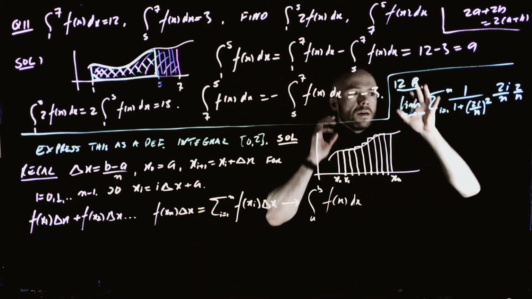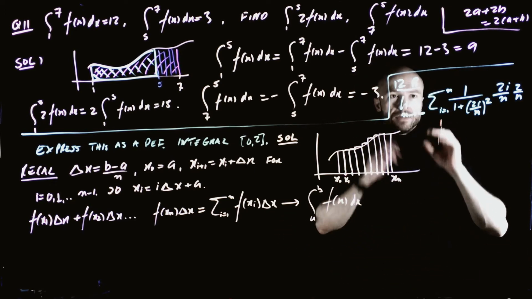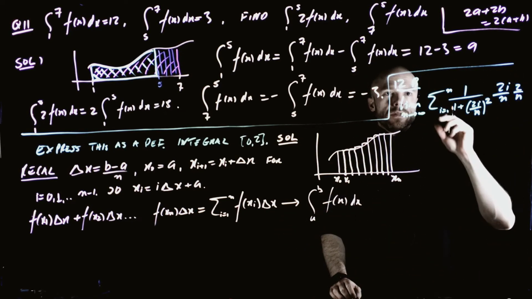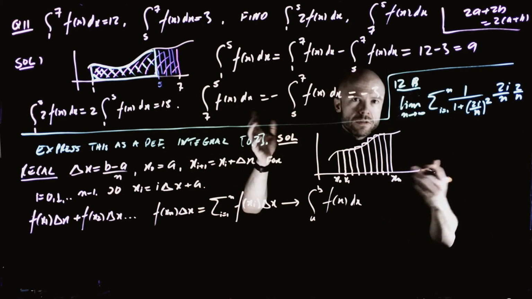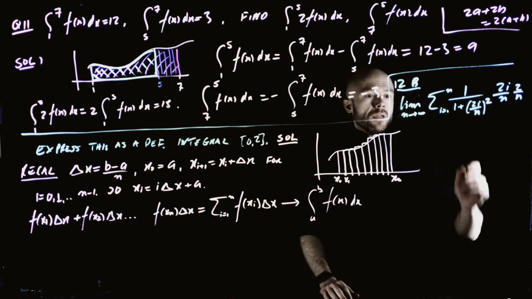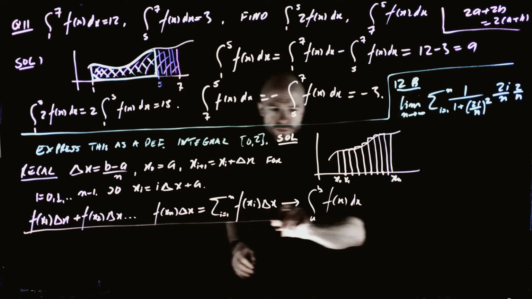Okay, cool. Now we look at this thing. We identify, first of all, what delta x is. It's going to be 2 over n. We were told the interval is from 0 to 2, so it has length 2.